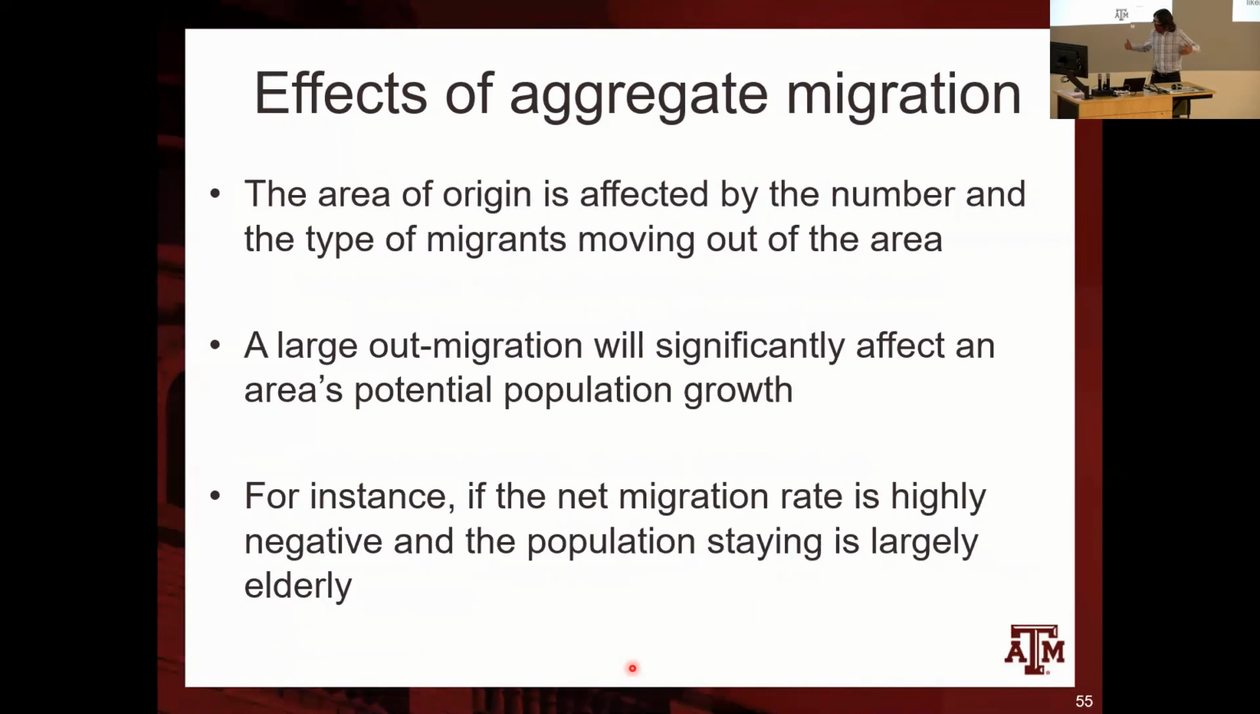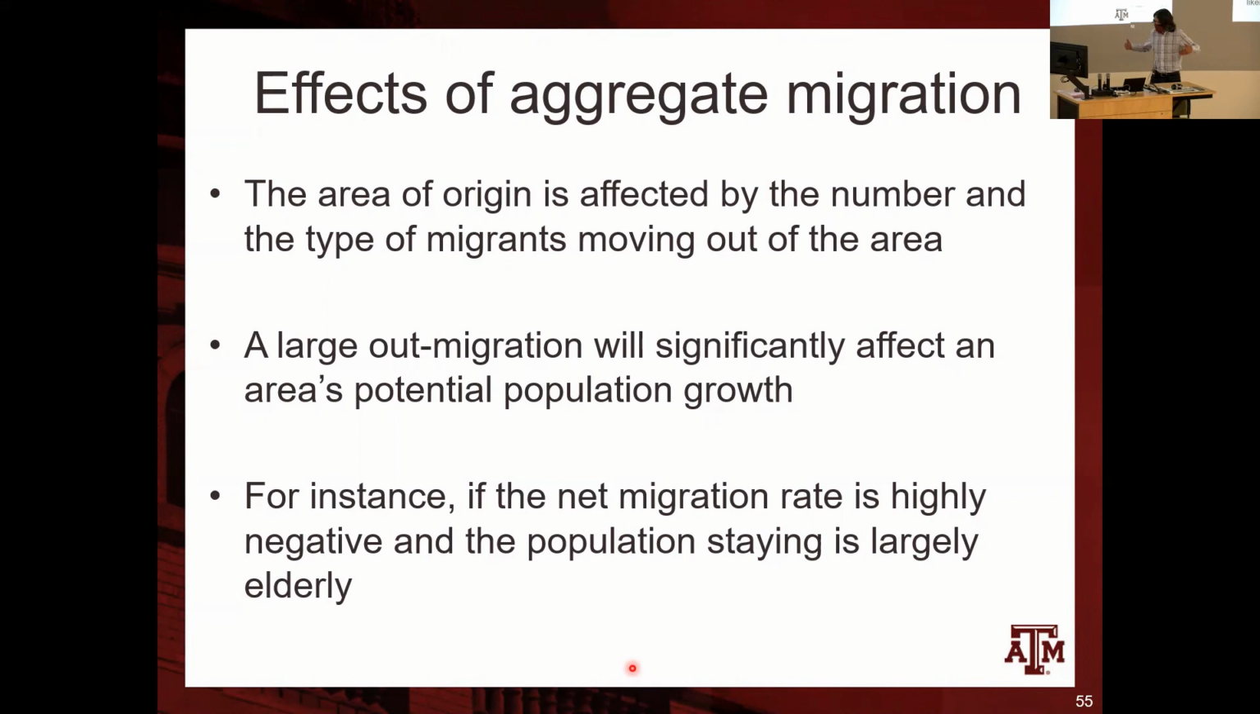In terms of the effects at the aggregate level, the area of origin is affected by the number and type of migrants that are getting out of those areas. A large out-migration will significantly affect an area's potential population growth. That has been really the case of Midwestern areas in the country, and a lot of rural areas in the US losing a lot of population in more recent years. So there is a concern about that.